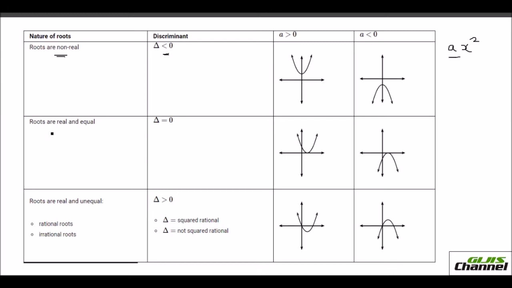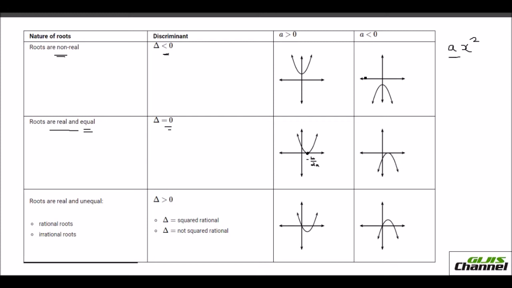Now, when the roots are real and equal, they say equal. So when they say equal, then the delta should be equal to 0. So at this stage, look at the graph. If a is greater than 0, then it would face upwards, right? But you see one point which is touching the x-axis, so that would be your answer. This would be minus b by 2a.